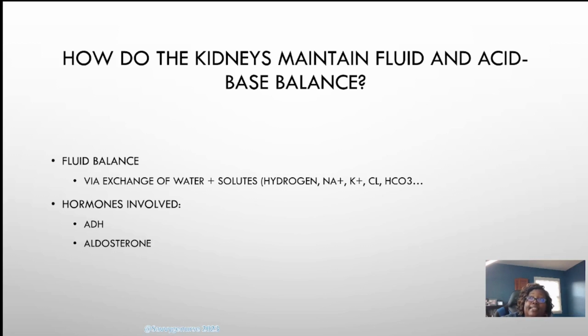So how do the kidneys maintain this fluid and acid-base balance? I'm glad you asked. It's an exchange of water and solutes, and that could be hydrogen, sodium, potassium, chloride, bicarb. All right, and also there is a dance with the hormones as well. ADH. All right, let's pause. What does ADH mean? Antidiuretic hormone. Where is it secreted from?